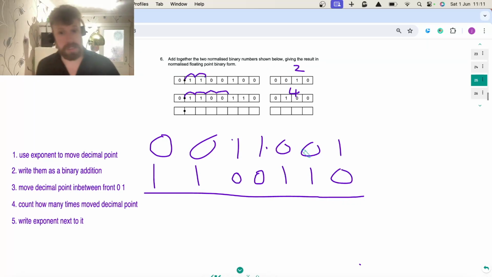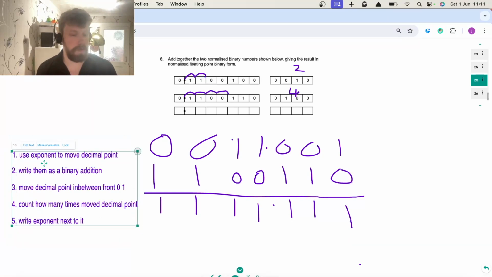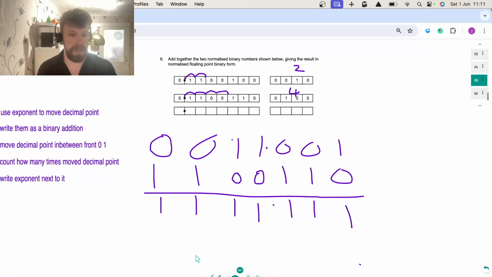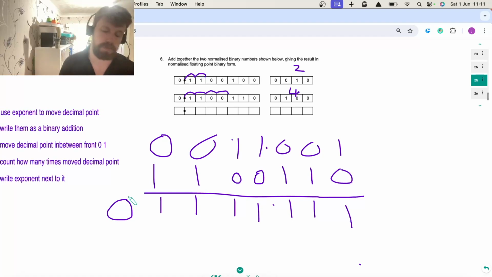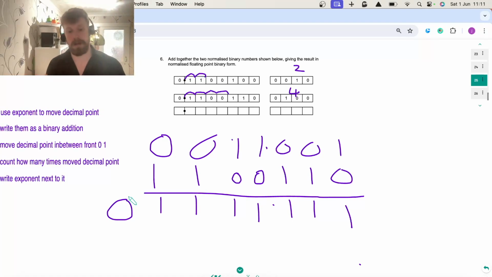Now, once this is done, all we have to do is add them up using the normal binary addition method. So 1, 1, 1. Put the decimal point there just to remind you. 1, 1, 1, 1. Now with positive floating point numbers, we have to make sure that we've got a 0 at the front, to signify to the computer and us that it's positive, it has to go 0, 1. If it was negative, it would be 1, 0.